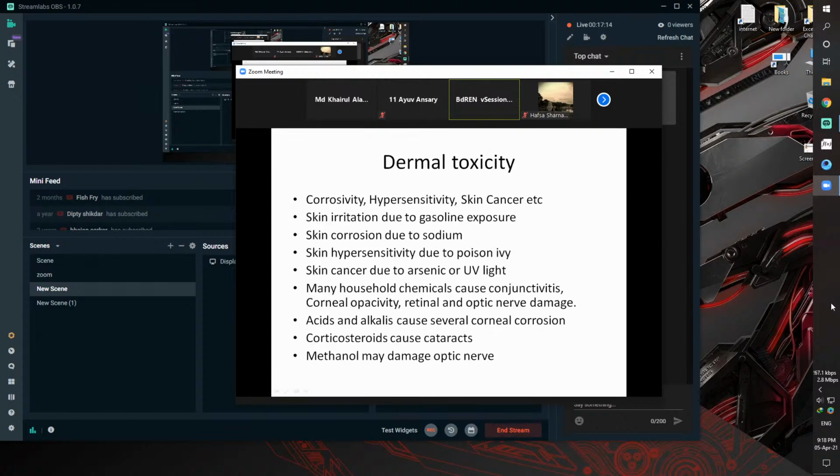Okay. Skin toxicity. Skin toxicity means skin cancer can happen, like corrosivity. If you put toxic material on your skin, the skin can be corrosive, and hypersensitivity. You can have skin hypersensitivity, and finally skin cancer and skin irritation. Gasoline is a kind of petrochemical. In the petroleum industry they use gasoline. This can irritate your skin, meaning the skin can burn or be irritated, and you can face problems like this.